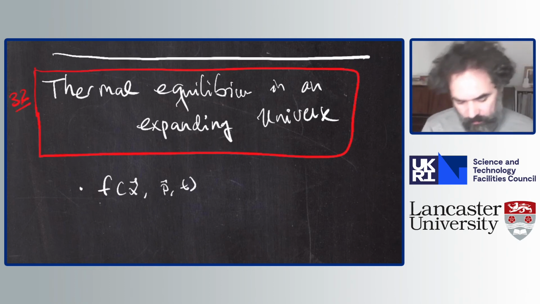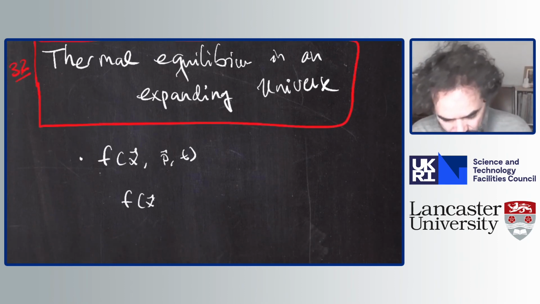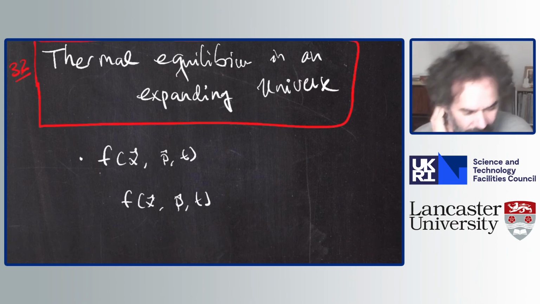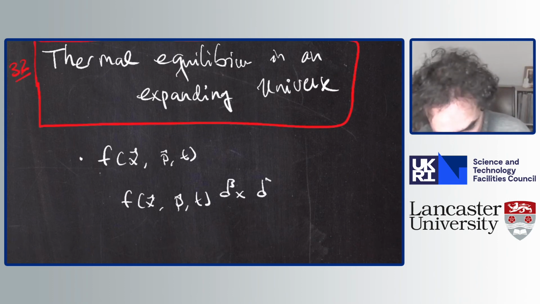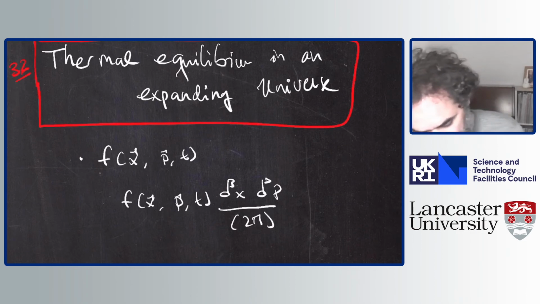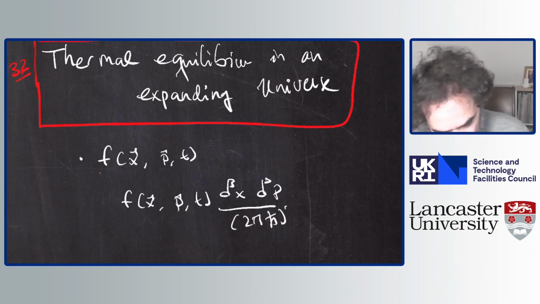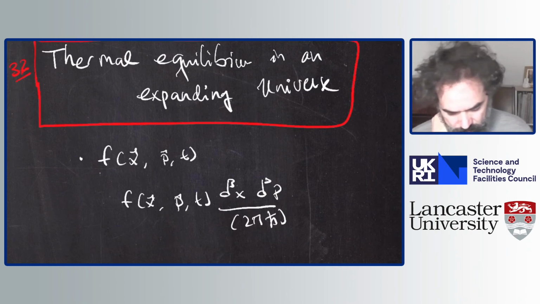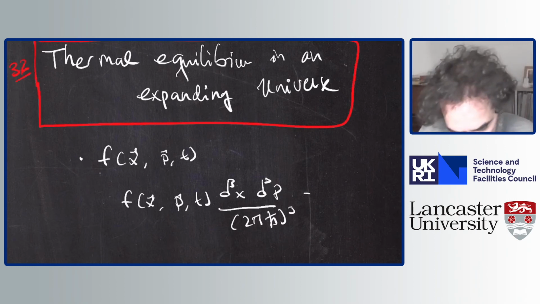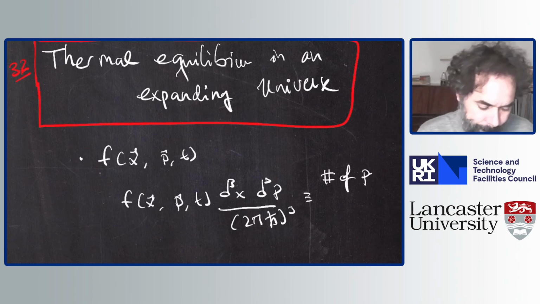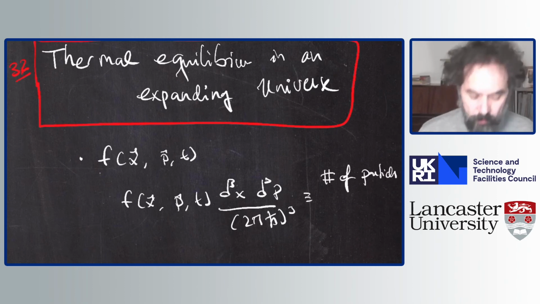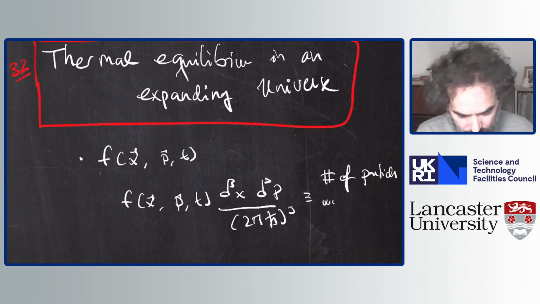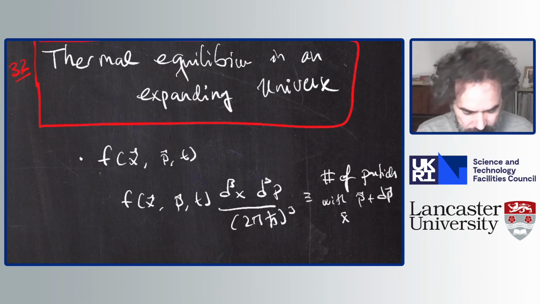Okay, which has the following meaning. So this function multiplying d cube x d cube p, normalized by 2 pi h bar cube, is nothing but the number of particles with momentum p plus delta p and at x plus delta x. All right, so this is what it is.